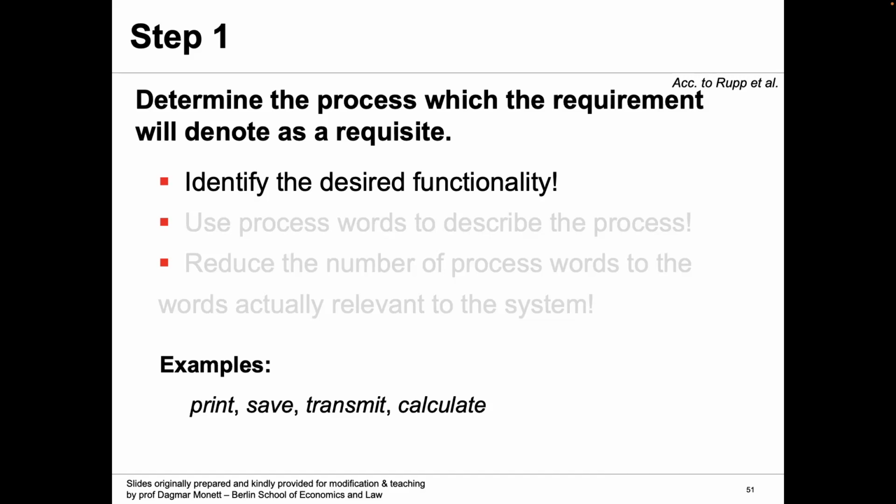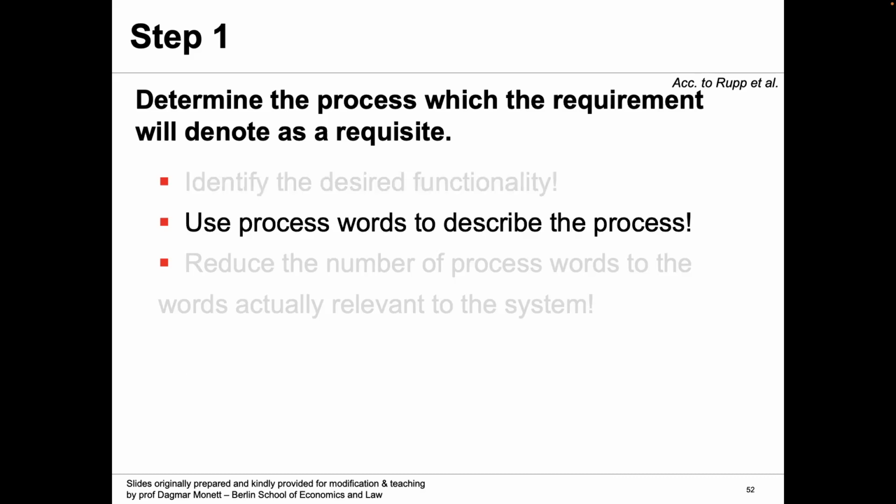Here the examples are. So what exactly do you want the system to do? Do you want the system to print, to transmit, to save, to calculate, right? And this step obviously is the most important step for writing requirements, your action words. Your action words are going to identify the functionality of the requirement.